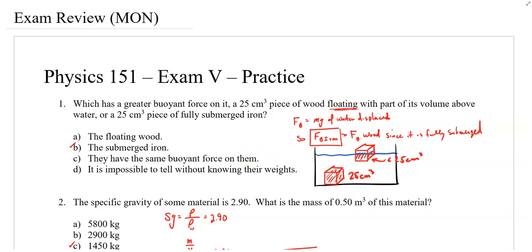Recall that a buoyant force is the force upward, and that's equivalent to the density of the fluid times the volume of the fluid displaced times the gravitational constant. So the buoyancy force is essentially mass times gravity of the water that's being displaced in this case. If both of these were underwater, then they would have the same buoyant force. However, since the block of wood is floating above the water, only a portion of it is displacing water itself. So we would say that part B is correct. The iron actually has a greater buoyant force pushing up on it because it is displacing more water.